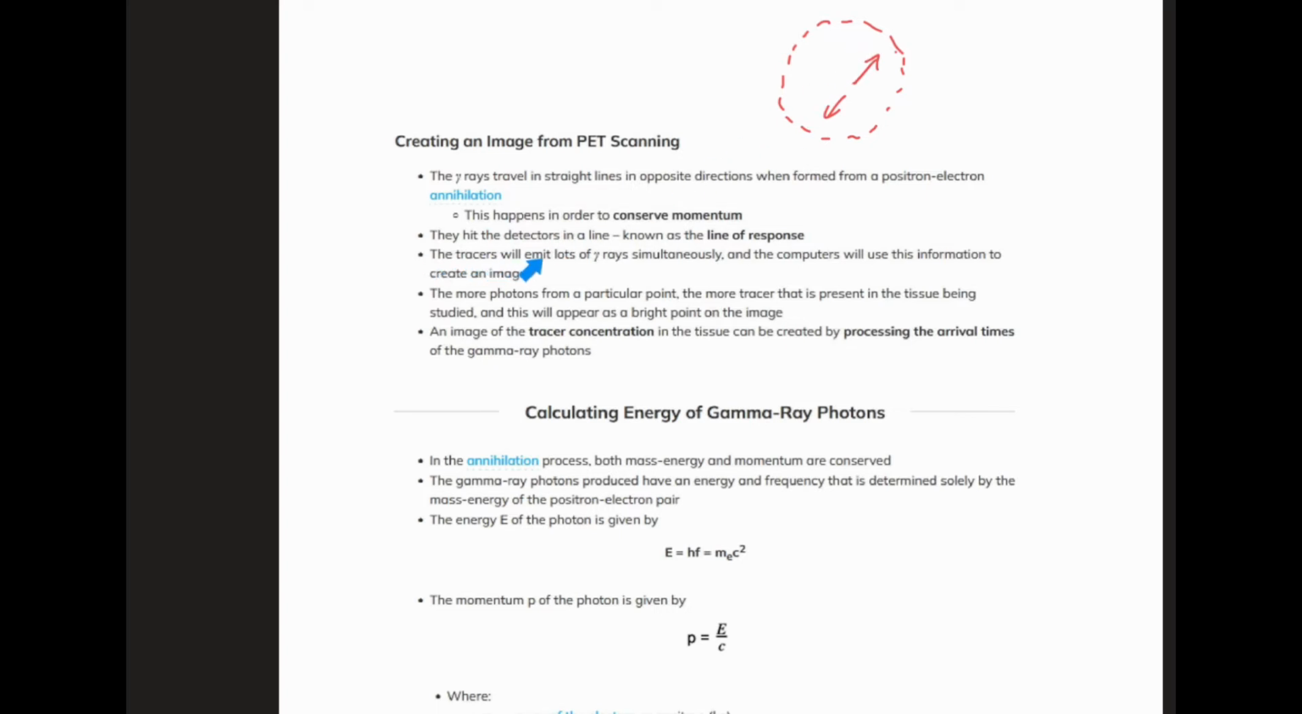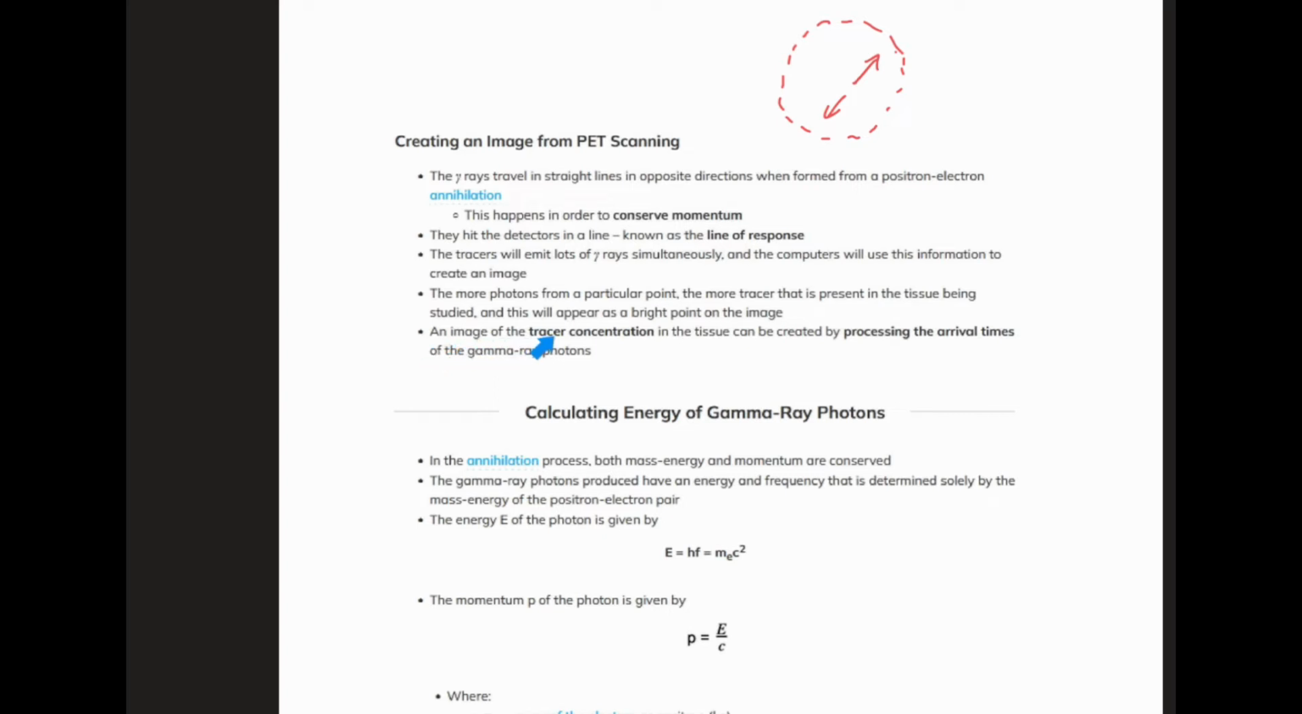The tracers will emit lots of gamma rays simultaneously, and the computers will use this information to create an image. The more photons from a particular point, the more tracer that is present in the tissue being studied. And these will appear as a bright point on the image. Okay, so that means it is bright if there are more tracers at that particular point of study.